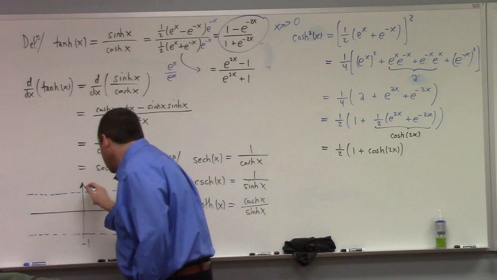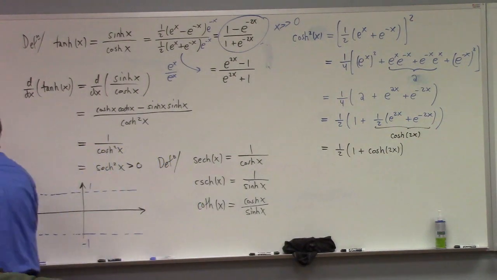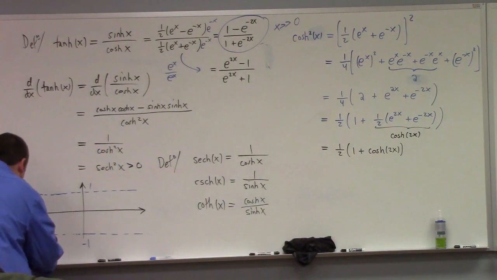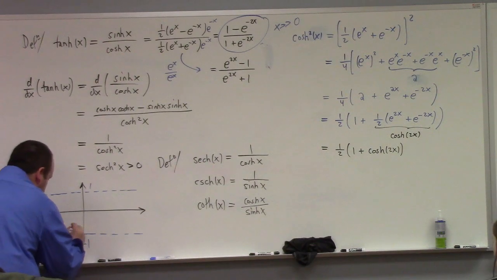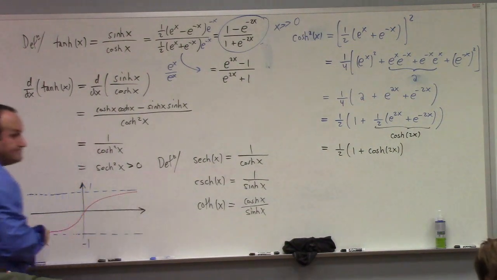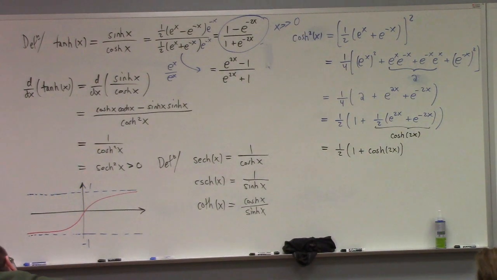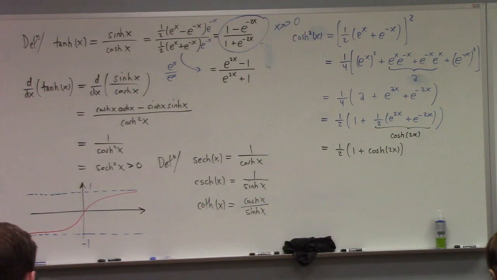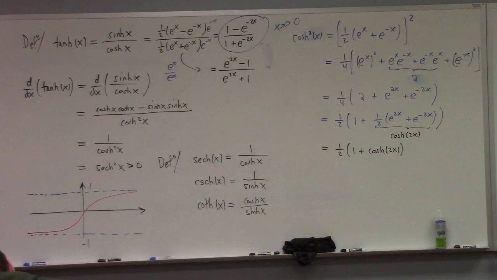So what I'm trying to get at here is the graph of the tangent looks something like that. It's everywhere increasing, right? And it asymptotically goes to 1 or minus 1. What's the range of the hyperbolic tangent then? Negative 1 to 1.